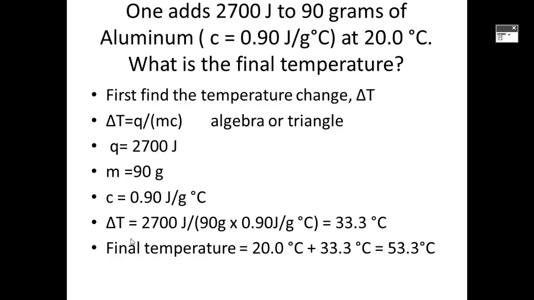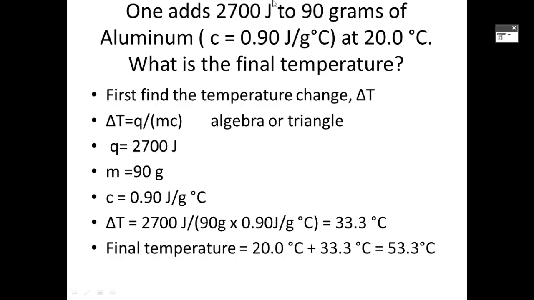If I want to solve for one of the other variables, I can do that pretty easily as well. In this instance, one adds 2,700 joules to 90 grams of aluminum at 20 degrees Celsius. And I want to know the final temperature. First, to do that, I need to find the change in temperature, delta T. And I can use algebra or my triangle to solve for delta T is equal to Q divided by the quantity, mass times specific heat.